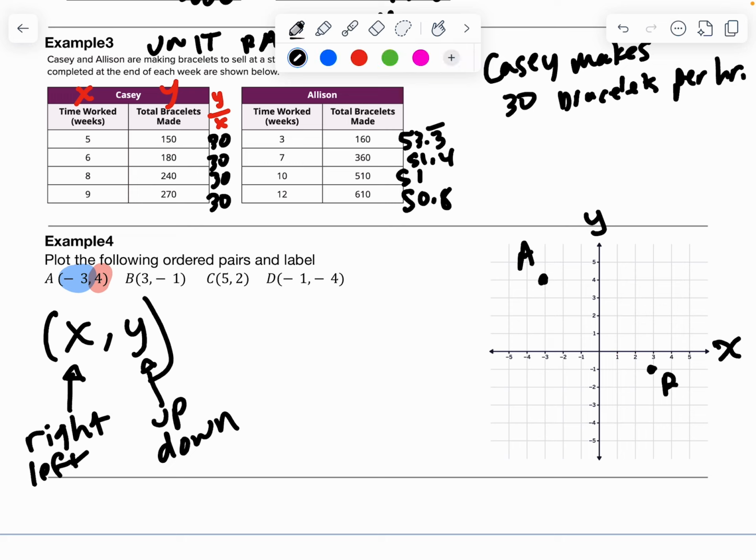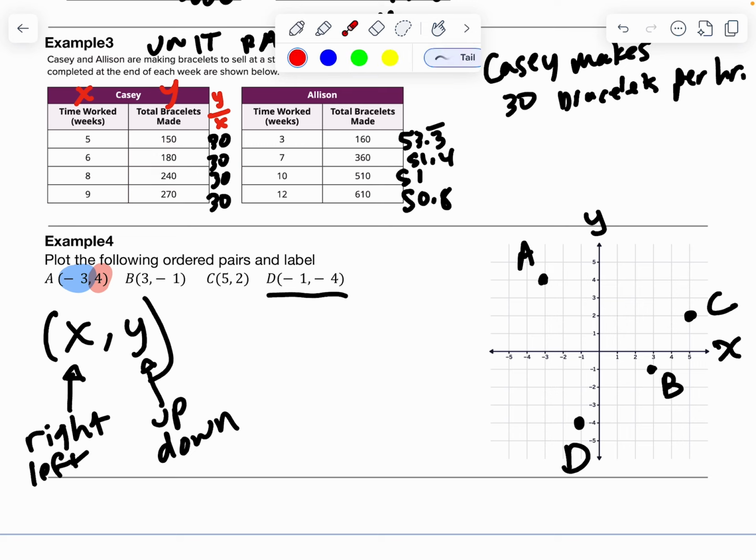C is at 5, 2. So I'm going to go 5 on the x, 2 on the y. Let's put a dot. You notice how I'm always going back to the origin. That's C. Now for D, -1 on x, -4 on y. So it's right there. So a coordinate is really a location. So this is an address, okay? D is located at -1, -4.